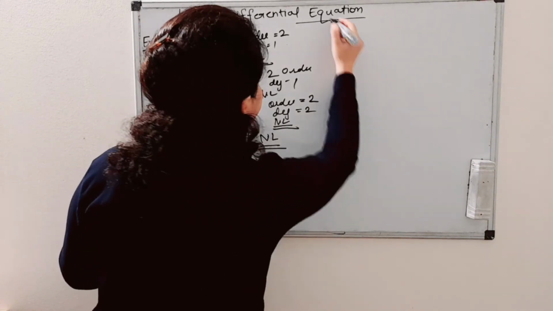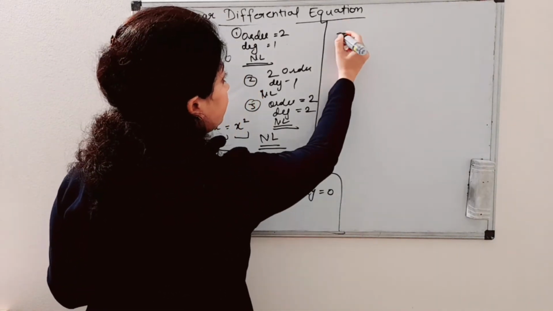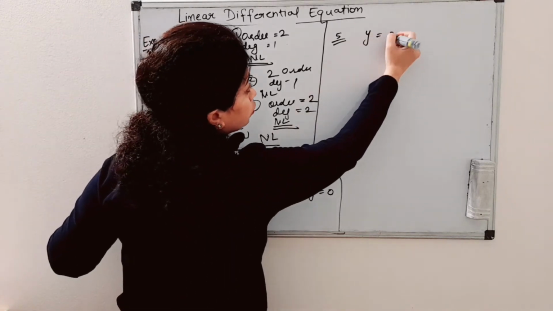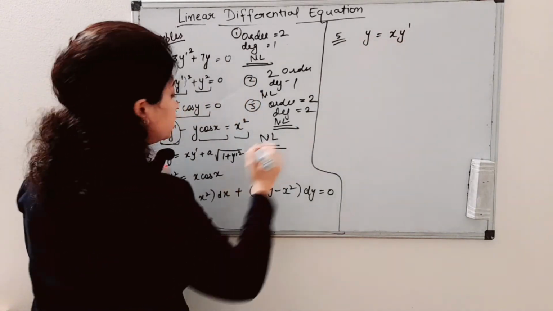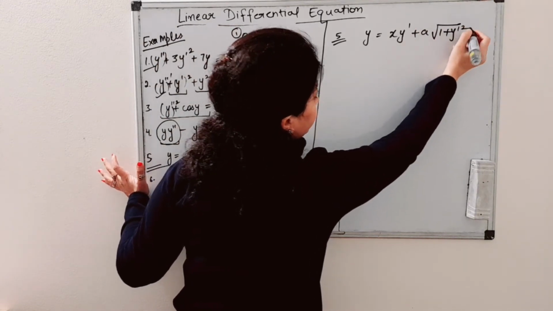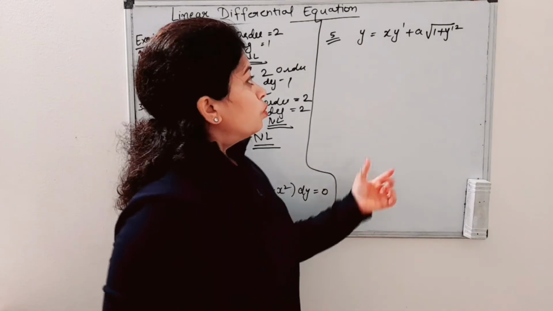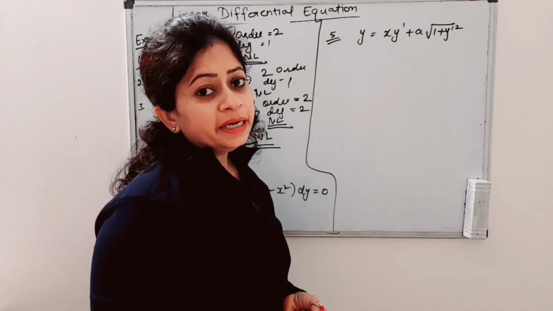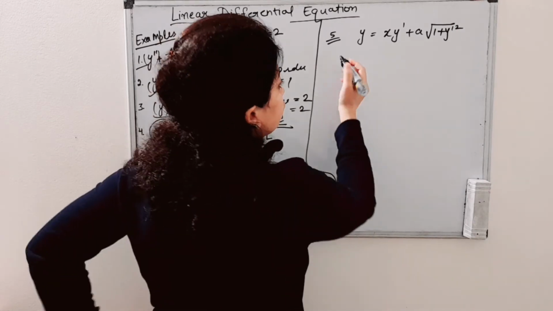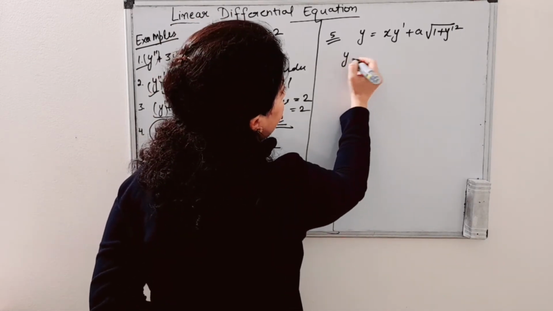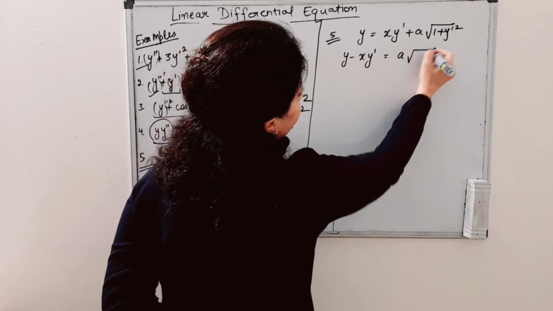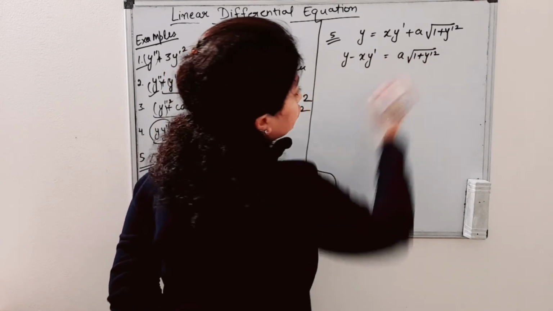Example number 5 is y is equal to xy dash plus a under root of 1 plus y dash square. Now we need to find the order, the degree, and check whether it is linear or non-linear. First of all, we have y, can we write it like this? y minus xy dash equals a under root of 1 plus y dash square.